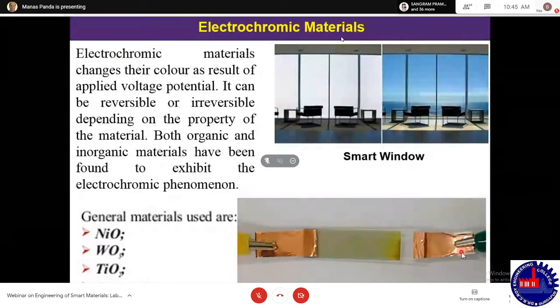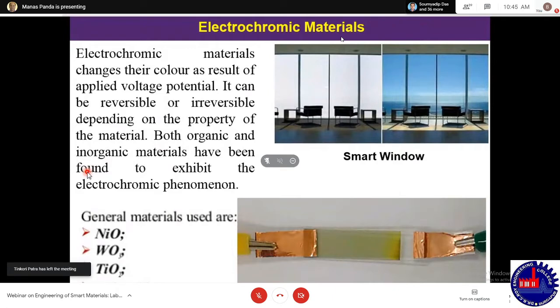You can change the transparency of the window. You can see from this side, this is the initial stage and this is the final stage. There are many organic and inorganic materials available which can show electrochromism as a result of applied voltage. This voltage is not very much. It's 2 volt, 3 volt, not 220 volt. It's a very small voltage you can apply, and then it can change its color.